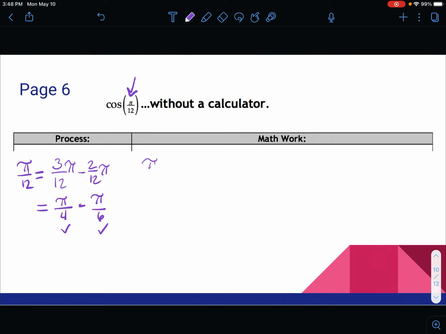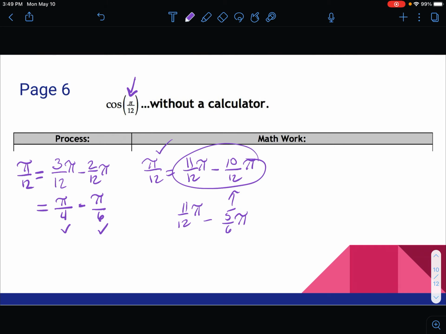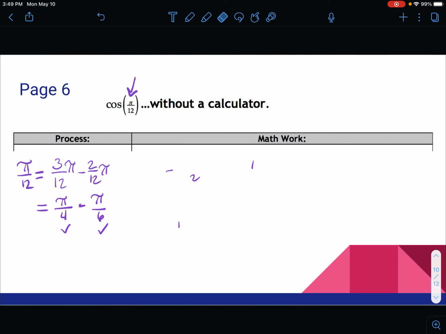We could have, don't write this down, we could have said 11/12 pi take away 10/12 pi. This one reduces to 5/6. That's helpful. This one doesn't do anything for me, right? So we're kind of still stuck. The difference is still 1/12 pi. It's correct, the subtraction is right. But we want to pick something that's helpful, something that we can use with our special right triangles.